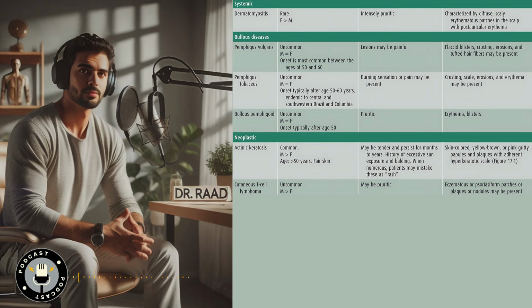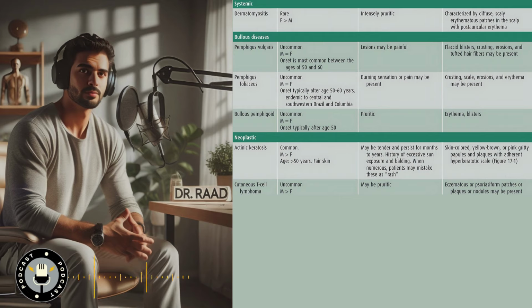And finally, let's talk about neoplastic conditions of the scalp, basically skin cancers and related lesions. Actinic keratosis. Epidemiology: this one's pretty common, more often in males over 50, especially those with fair skin and a history of sun exposure and balding.